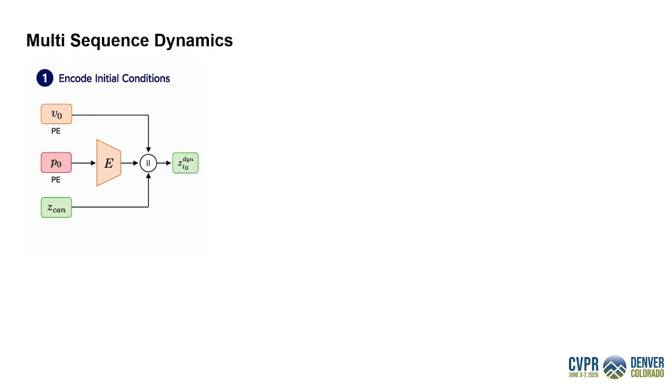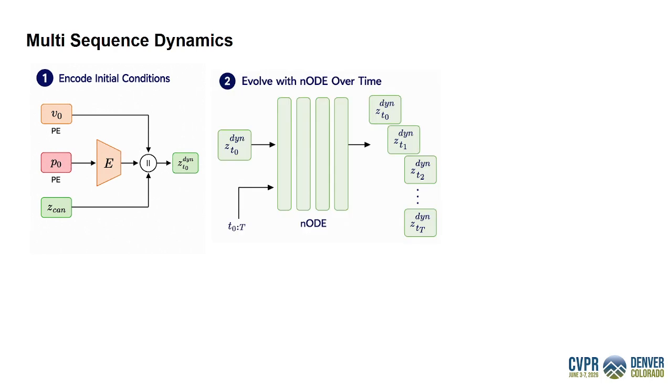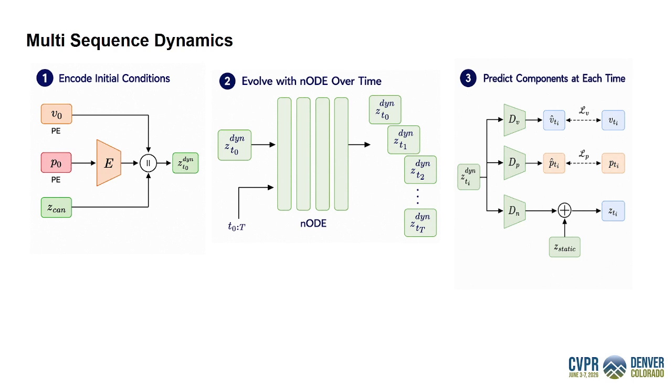NeRF starts by positionally encoding the initial velocity and initial pose. The initial pose passes through an encoder and is concatenated with the initial velocity and a canonical latent. The concatenated output is passed through a Neural ODE, which also takes multiple time steps and then generates the corresponding latent codes. The latent codes are then passed through three distinct decoders.